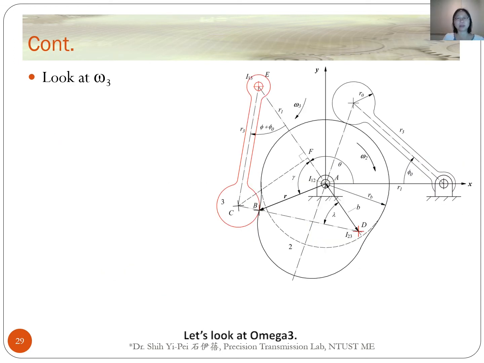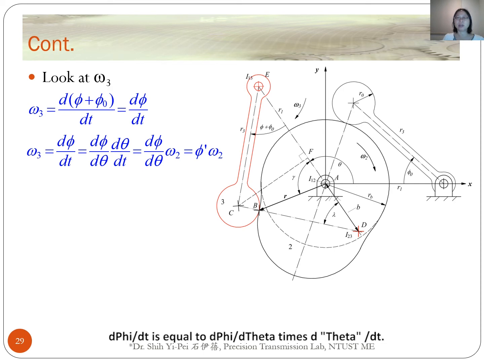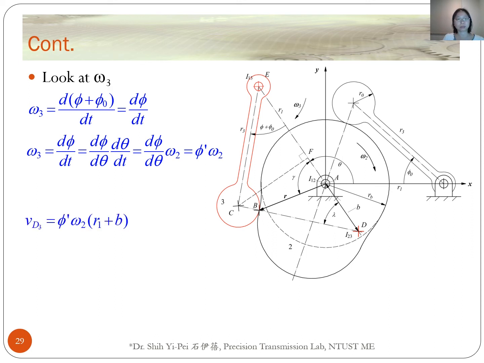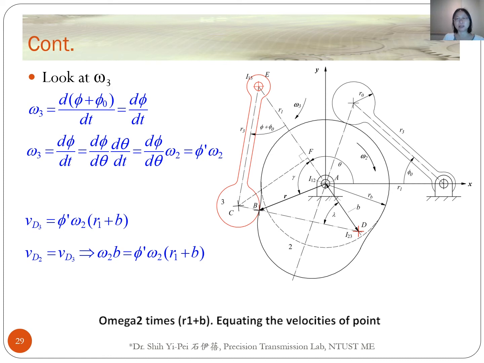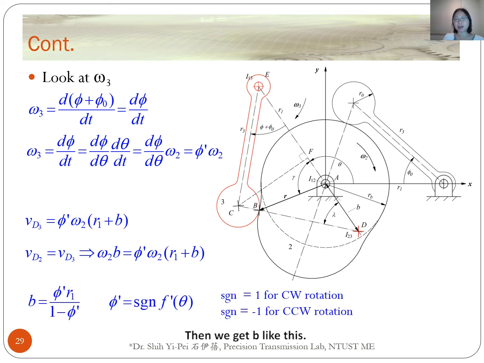Let's look at omega 3. The angular velocity of link 3 can be written in terms of rotation angle. From the calculus chain rule, d phi over dt is equal to d phi over d theta times d theta over dt. So we have omega 3 is d phi over d theta times omega 2. Therefore, VD3 is equal to d phi over d theta times omega 2 times R1 plus B. Equating the velocities of points D2 and D3 gives the relation. Then we get B like this.